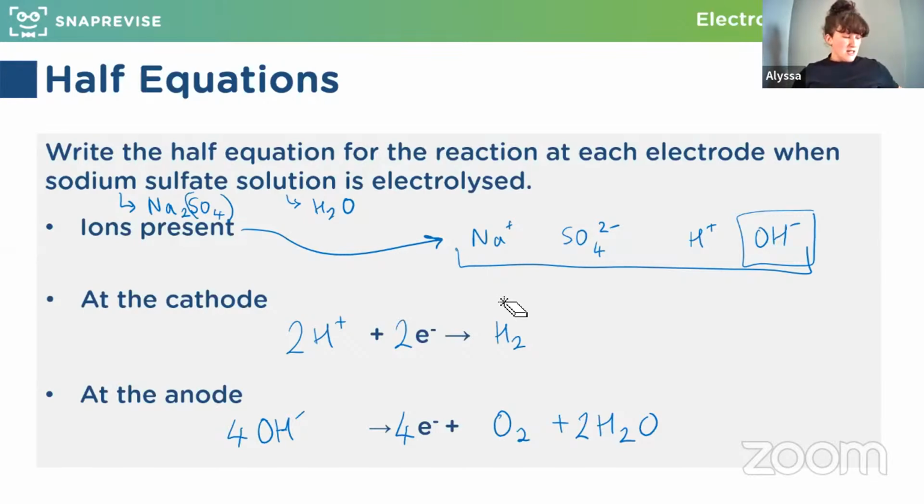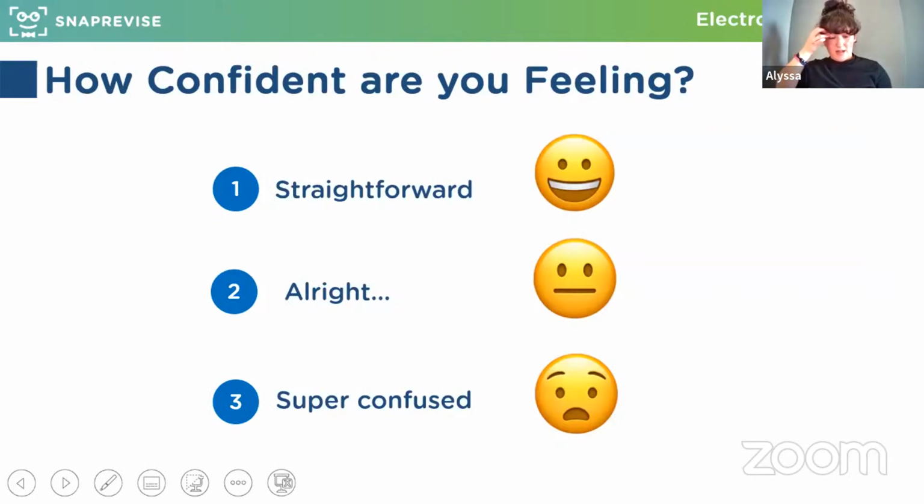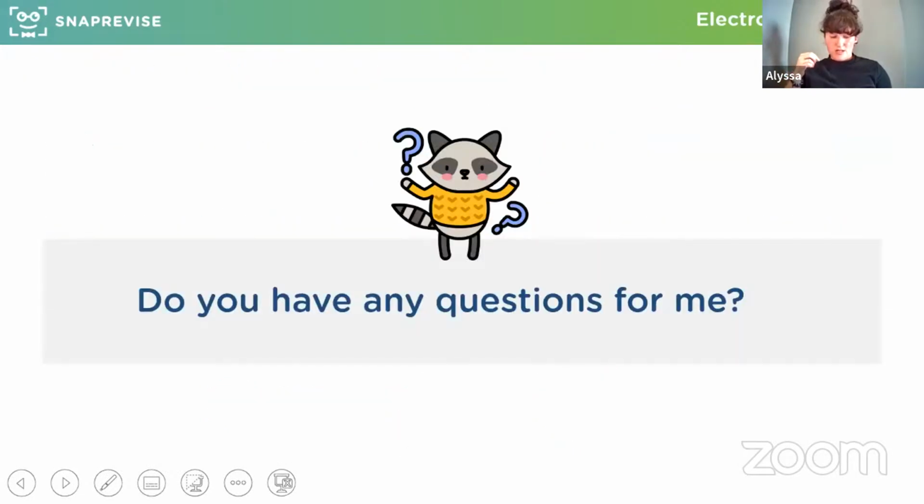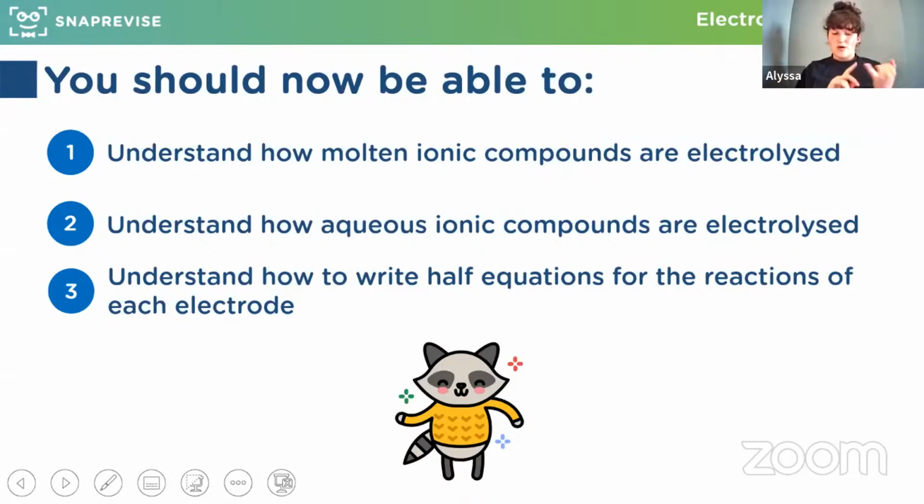Okay, right, sorry guys, I'm going to have to disappear because I'm running out of time to get ready for my A-level class. So we've looked at how molten ionic compounds are electrolyzed and how aqueous ionic compounds are electrolyzed. And we've very briefly, I'm sorry, it was not as long as I'd like to spend on it, we've looked at how to write half equations for the reactions at each electrode.